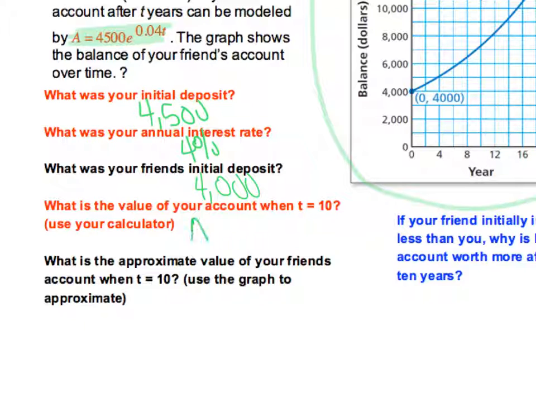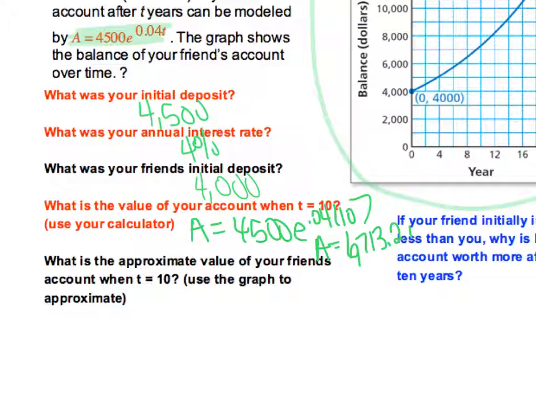Then it asks, what is the value of my account after 10 years when t equals 10? So in our calculator, we need to calculate that out. So I initially invested $4,500 e to the 0.04t, where t is 10. And when we put that into our calculator, we end up at $6,713.21. So after 10 years, my $4,500 is now worth $6,713.21.